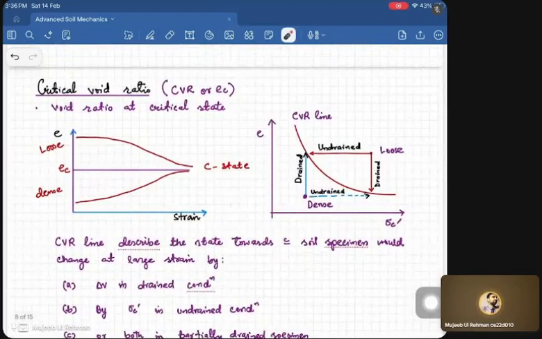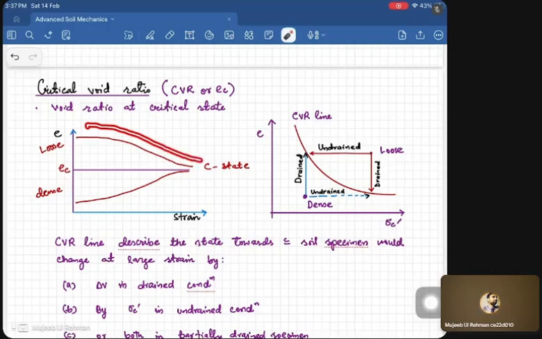For example, if we have a loose sand which has a void ratio much higher than the critical state, when we are going to shear it, what is happening? Its void ratio will decrease. It's like we are compressing the sample, which means the void ratio is getting reduced. So this void ratio will start to reduce till it reaches the final value at the critical state. That is, the void ratio corresponding to the critical state is called the critical void ratio, e_c.